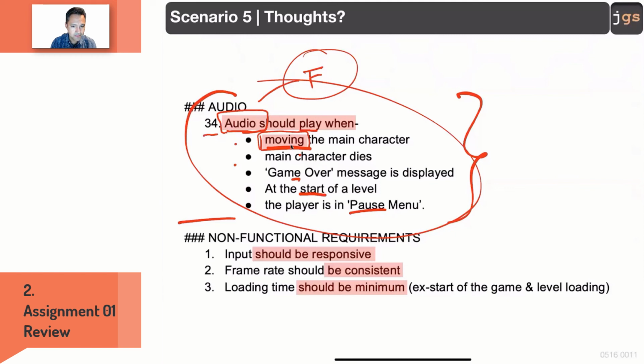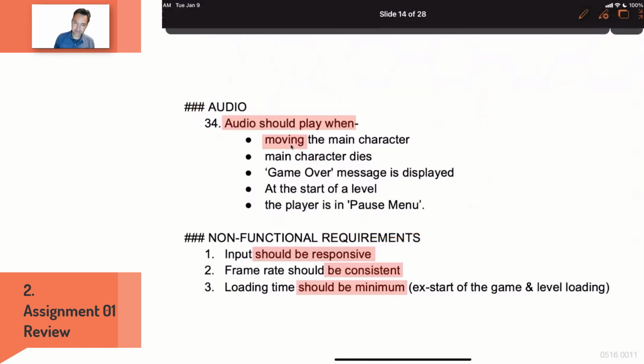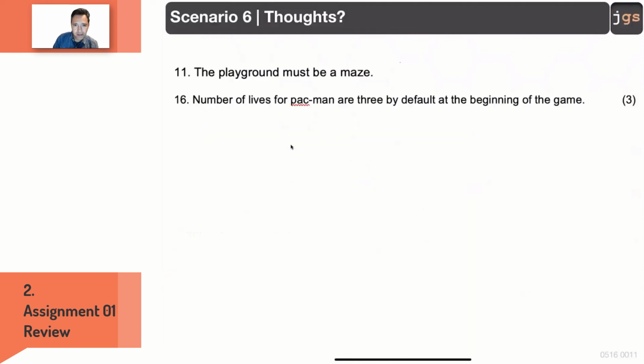Good? Okay, what about the non-functionals? Ambiguous, right? Numbers. Okay, now you know, you get the idea. Ambiguity. Scenario number 6. I didn't put boxes here. What do you think?